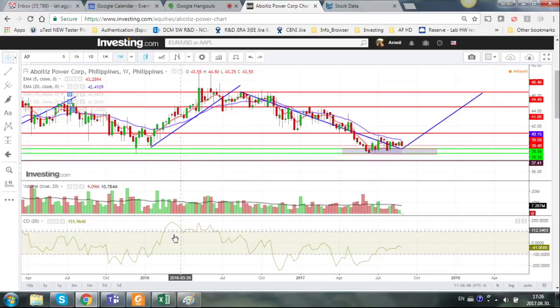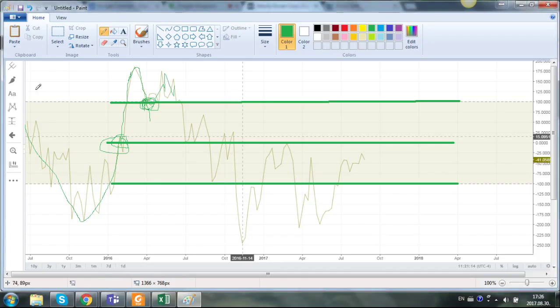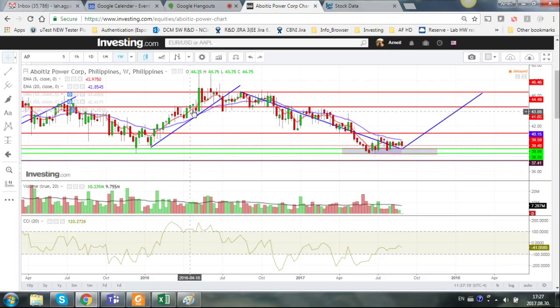Yung magandang strategy for CCI is that allow it to move to here, to 100, but don't sell, because maybe it will bounce back. But if it will bounce back and back again, the second time can be the most reliable, di ba? Kasi dito nag-sell ka, tumaas pa siya. Okay, dito. So second time medyo makakapag-sell ka lang dito.